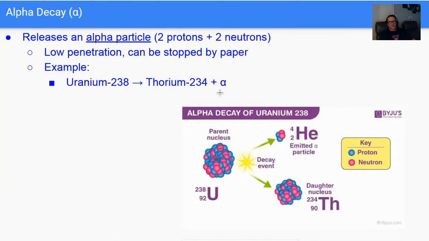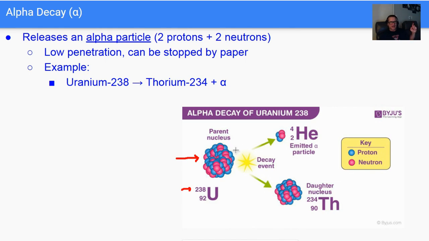The types of radioactive decay: radioactive elements decay in order to become more stable. The first one's alpha decay. Right here we've got uranium again. This time it's a different isotope, because on the previous slide it was uranium-235, and this time it's uranium-238, so it's got 3 more neutrons than uranium-235. In this case, all you have to know is what the products are, what gets emitted in this type of radiation.